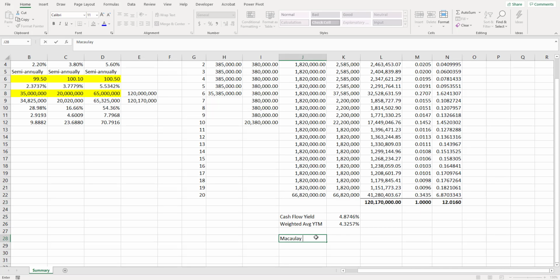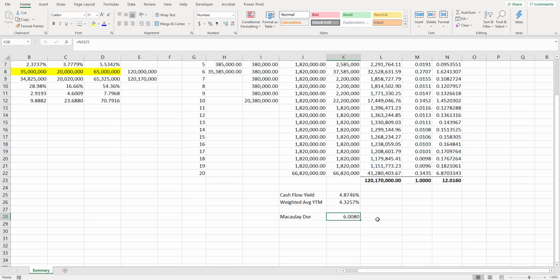So if you want to get the Macaulay duration of the portfolio, you will take the sum, but then we have to convert it to annual period, so we divide by 2. In this case, if I just keep to 4 decimal places, here we see that the Macaulay duration of the portfolio is actually 6 years.